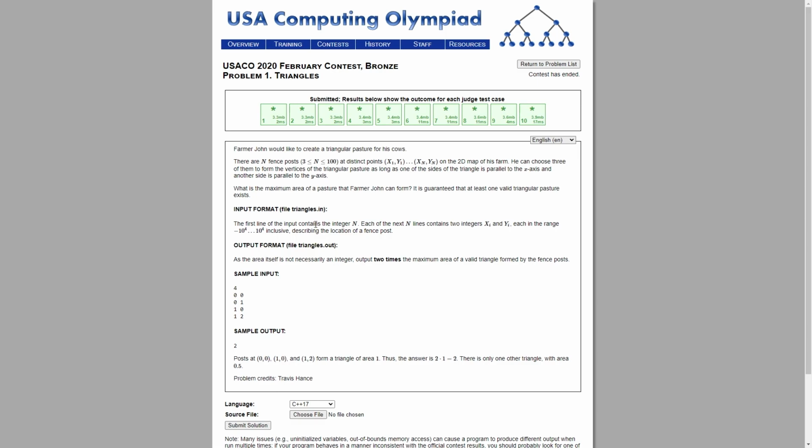But how do we find that optimal triangle, right? We only want the maximum area. Well, we know n is pretty small, and we know a triangle has 3 points. What if we just iterate through all possible values 3 times? 100 cubed is just 10 to the 6th, and that's definitely in time. So this is going to be a valid solution. And I'll show you a little more on the whiteboard.